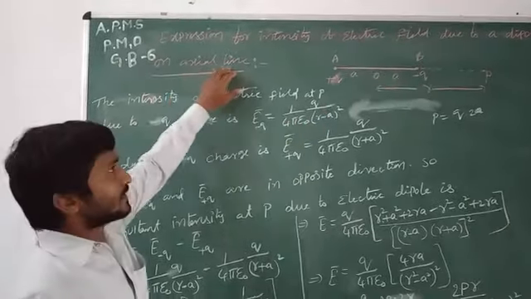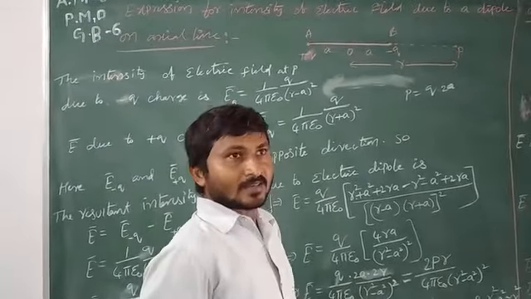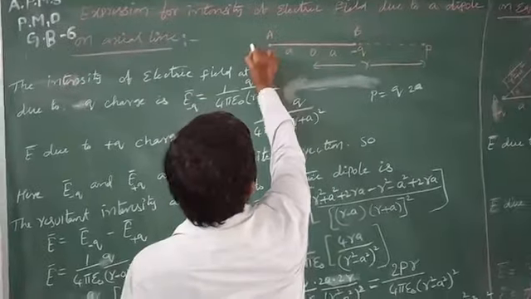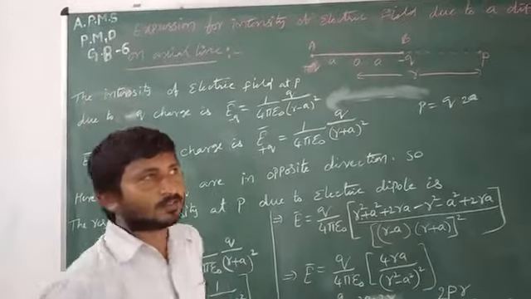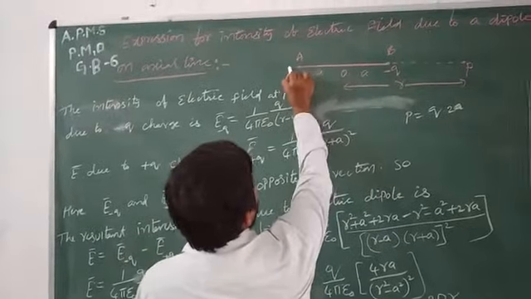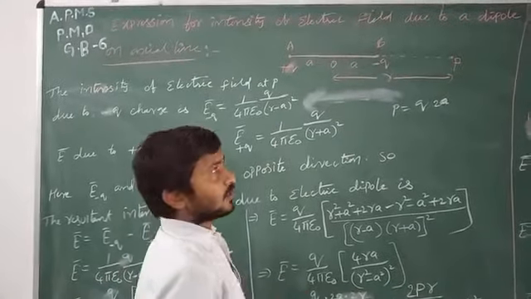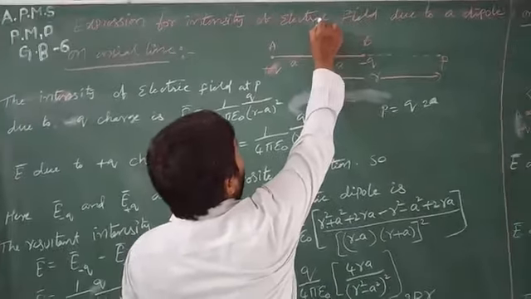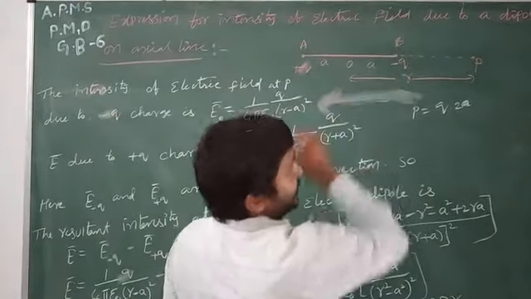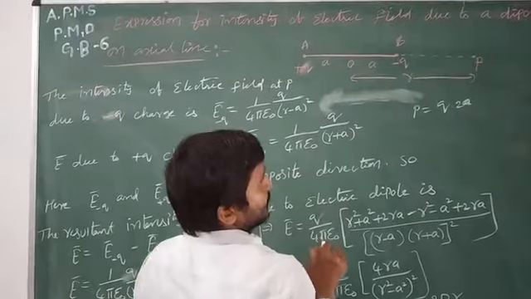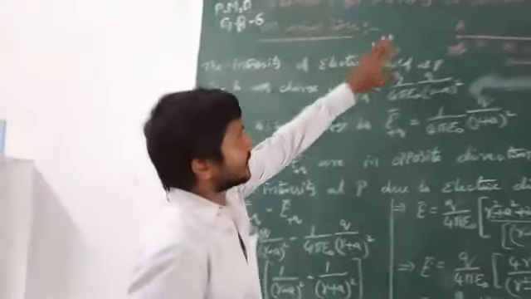Axial line is the imaginary line which passes through the line joining the two charge carriers. The line passing through the two charge carriers, simply we call it the axial line. Similarly, the line which bisects the charge carriers is called the equatorial line. Now we are going to obtain an expression for the intensity of electric field due to an electric dipole on the axial line.